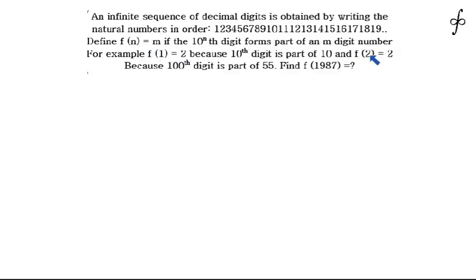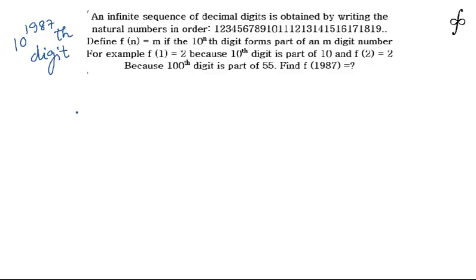Similarly, f(2) means we are looking for the 10 to the power 2th digit, that is the 100th digit, and if we calculate, it will be part of 55, and since 55 is a 2-digit number, it will be 2. So we need to find out the challenging value of f(1987). Basically we need to find the 10 to the power 1987th digit from the beginning.